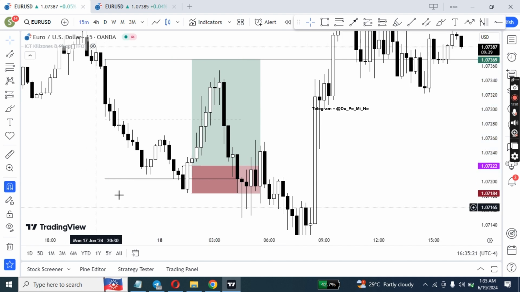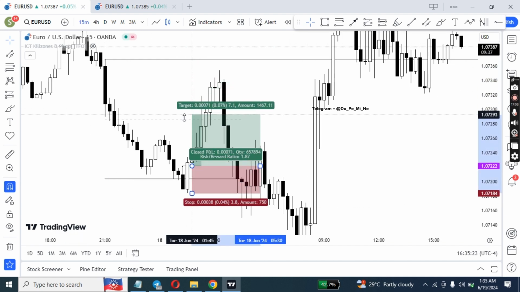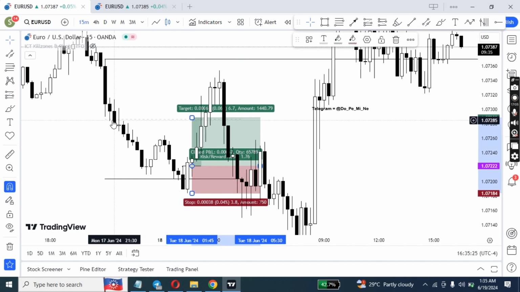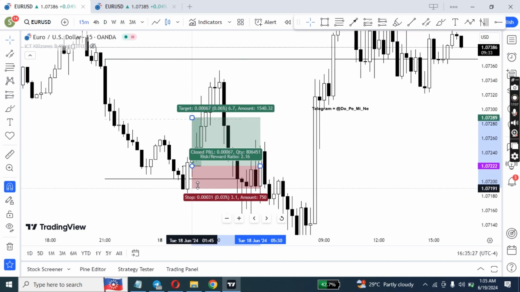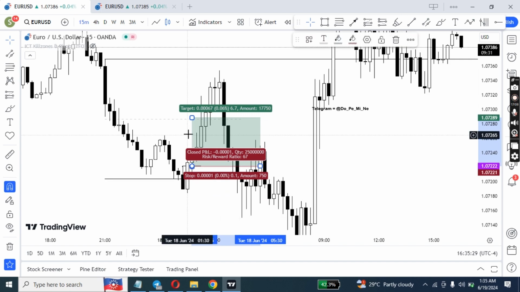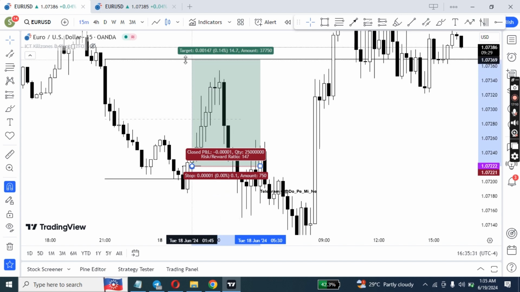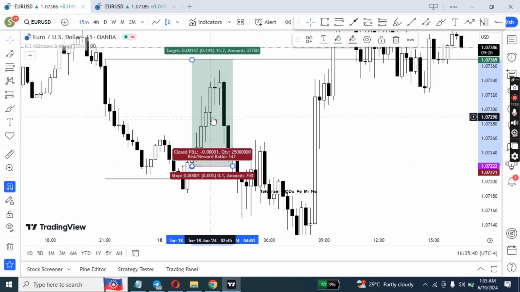Now what happened right here is that I took some partials at this 50% of the range, and then I put my stop loss at break even and let my trade play out. Price was just about to take this high before it actually reversed from here and got me out of the breakdown. So even though my buys somehow or in some way was wrong, I still made profits.